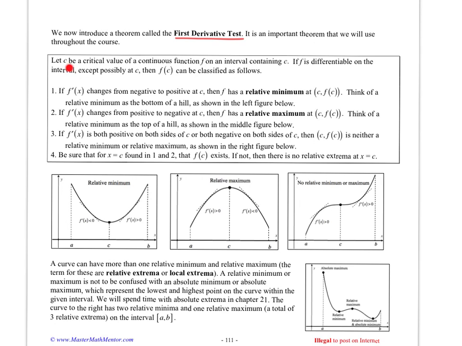So let c be a critical value of a continuous function on an interval containing c. If f is differentiable on that interval, so it has to be a differentiable function, or this doesn't work because we're running a first derivative test. And c is one of those critical values. We called them critical points. So c is a critical value, which means either f prime of x is 0 or f prime of x is undefined. I'll do one where f prime of x is undefined before I let you go.